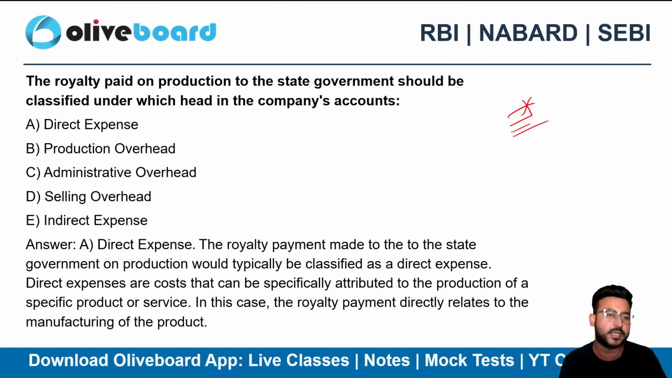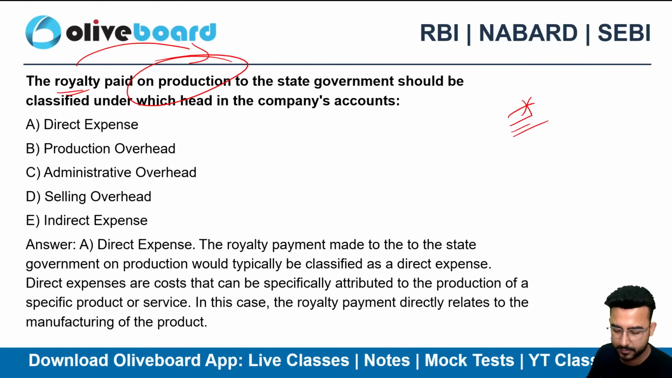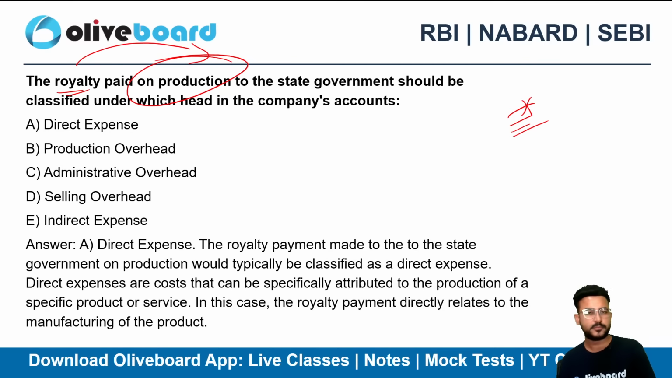Option A here is the correct choice. It will be a direct expense. Why? Because royalty is directly linked to production year. That's why we have considered it as a direct expense.